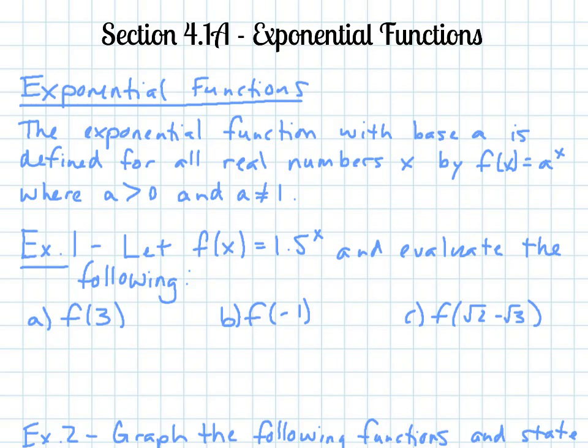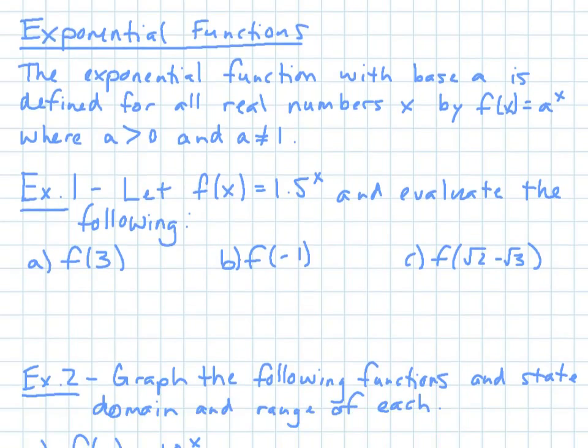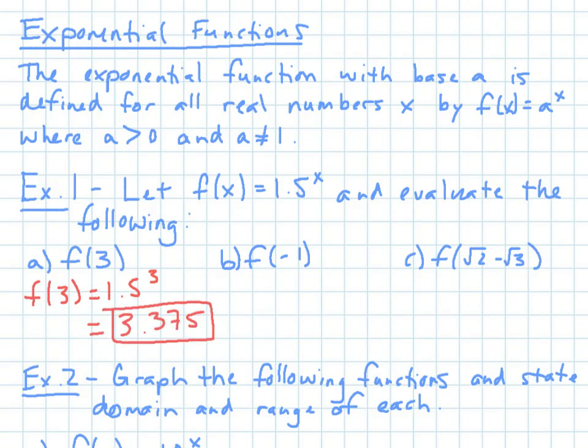Okay. Now, the first thing we want to be able to do is evaluate. So let f of x equal 1.5 to the x power and evaluate the following. If I say f of 3, remember you plug it in for that x up top. You're going to have to plug this into your calculator for a decimal like this. If you had 2 cubed, then obviously that would be 8. But here, since it's a decimal, plug it into your calculator. It gives us 3.375. We'll probably be rounding, so 3.4 would be good, or sorry, 3.38 would be good as well.